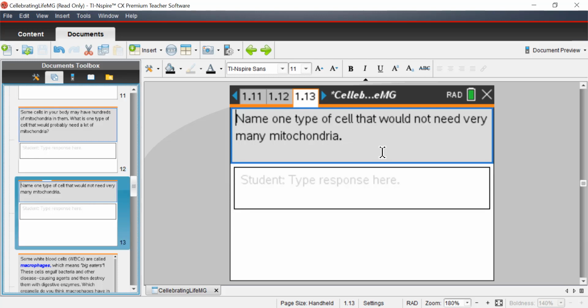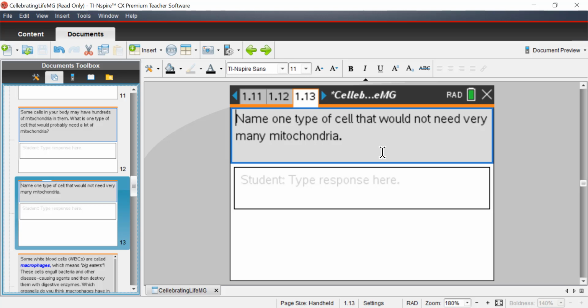Next page, name one type of cell that would not need very many mitochondria. All right, so things that aren't responsible for moving really fast or getting you to respond to a stimulus necessarily. So things like fat cells. Fat cells help store energy, but that's energy that isn't needed right away. Also skin cells. Skin cells are very, very important, but there's not a lot of energy your skin needs to produce.